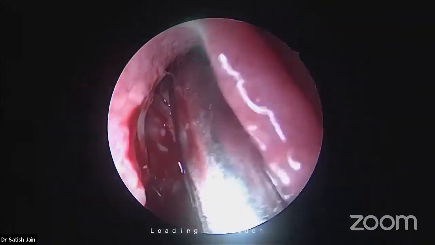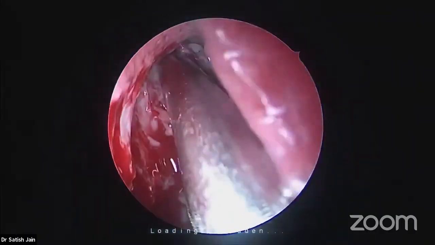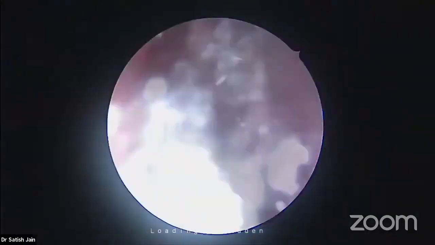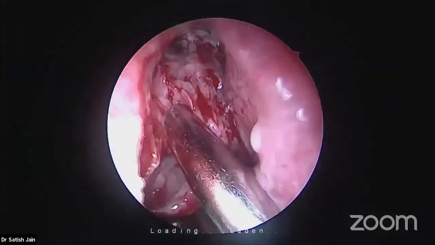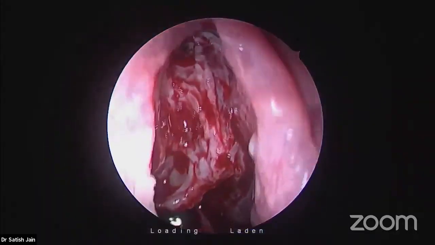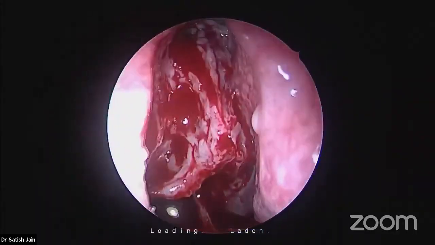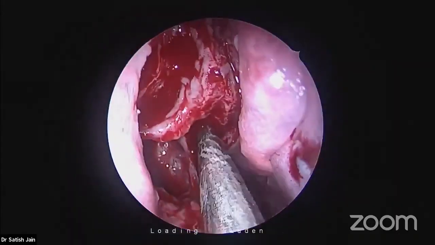See the 0 degree, completely with a 0 degree so far, red 40. And see the entire medial wall of the orbit is skeletonized. Can you see? With complete mucosa intact. Now, at this point of time, what you see in front is the bulla. I haven't done anything to the bulla.